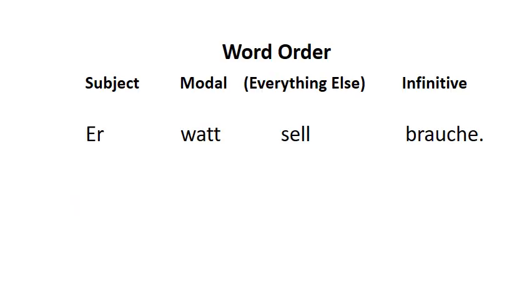Now, once again, that's a modal, so it uses the infinitive, and the infinitive goes to the end. In this case, we'll use the infinitive braha, which means to need. So here's a sentence. Er wat sell braha. That means he will need that. Sell means that. Here's another example. Si wara de Gaul rider. That means they will ride the horse.